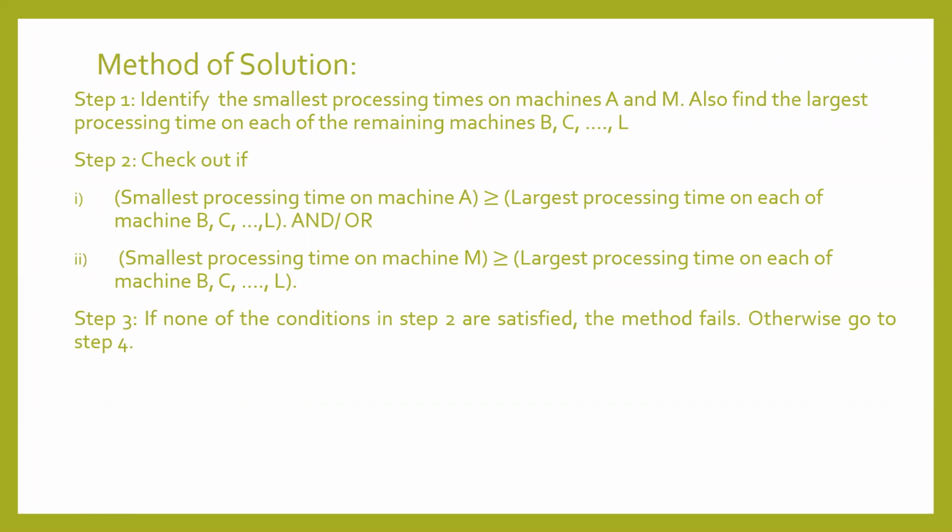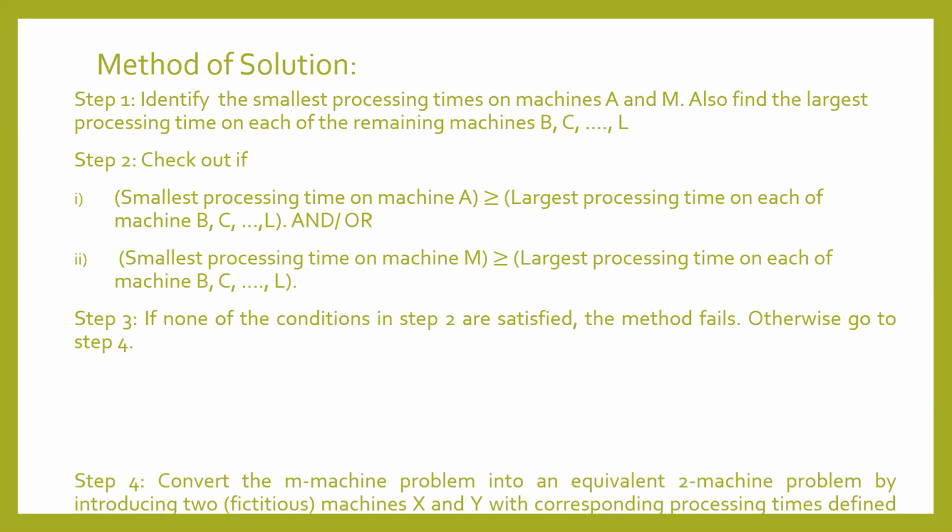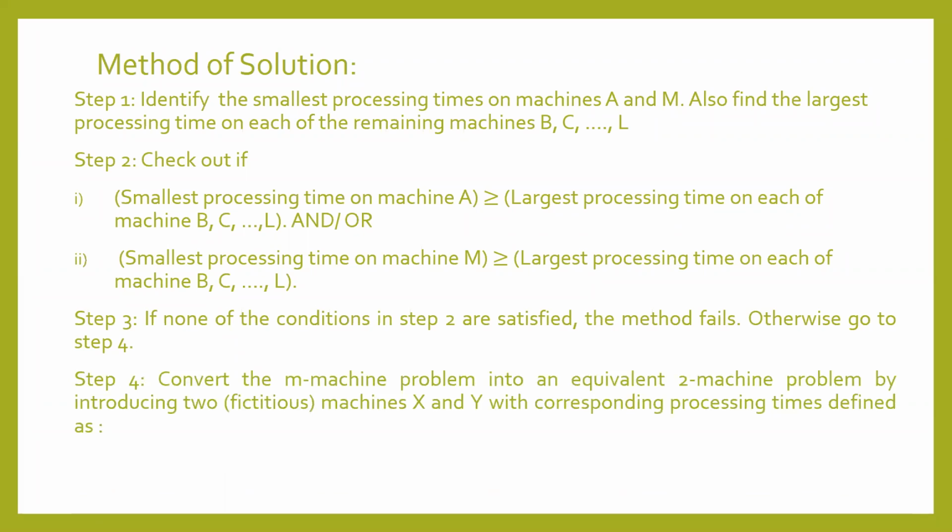If either one of them is satisfied, we can go ahead to step number 4. What is step number 4 here? We have to convert the M machine problem into an equivalent 2 machine problem by introducing two fictitious machines X and Y with corresponding processing times defined as follows.